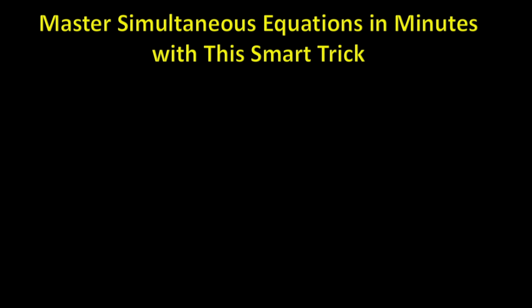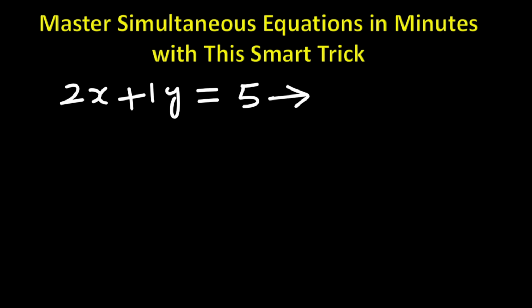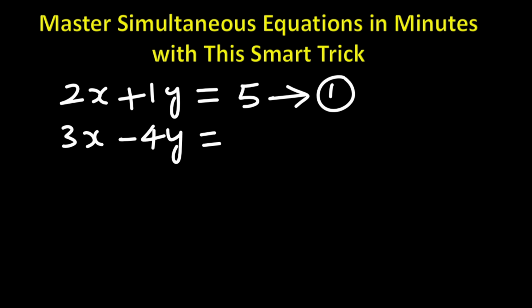Say the equation is 2x plus 1y equals, say this is 5, and let this be equation number 1. And let's take the second equation, let that be 3x minus 4y equals, say that is 2. Let this be equation number 2.